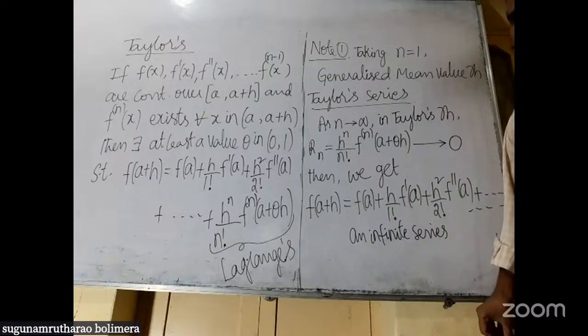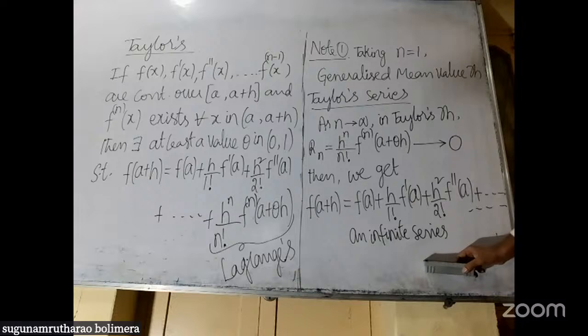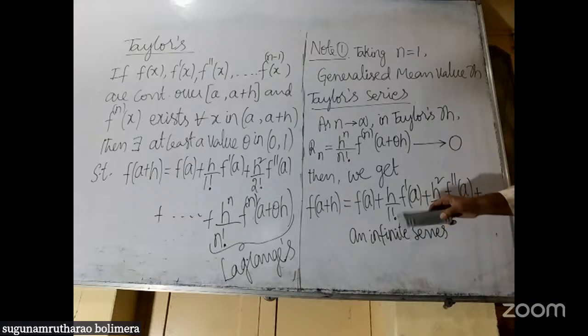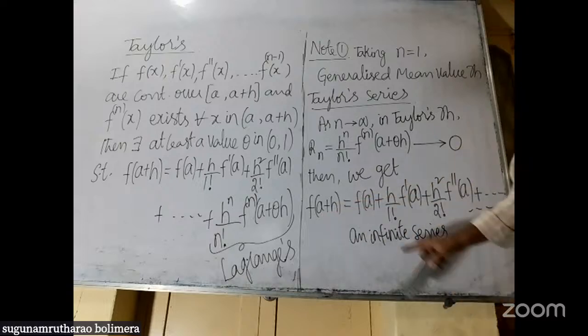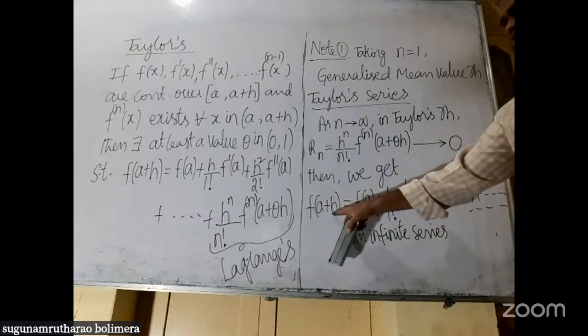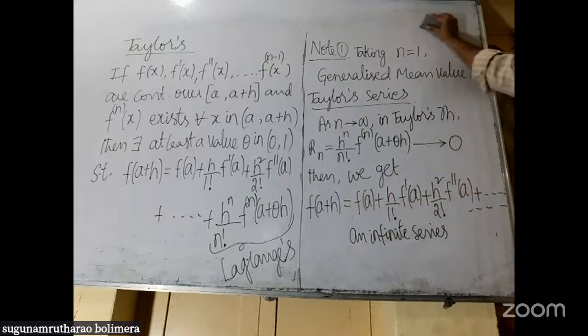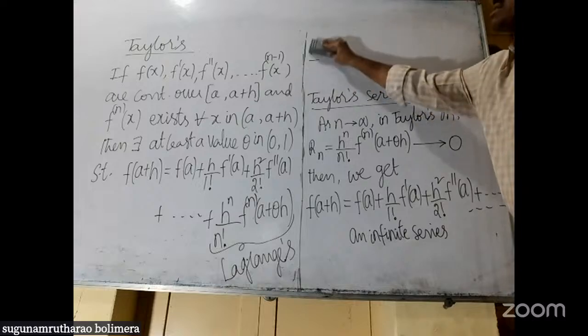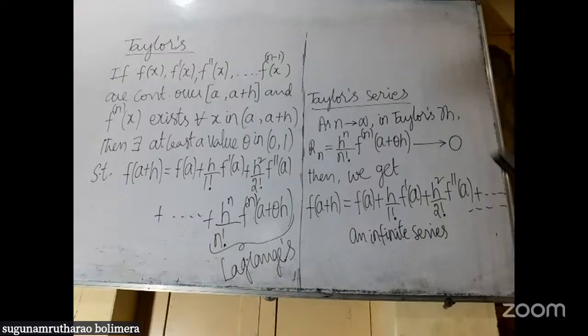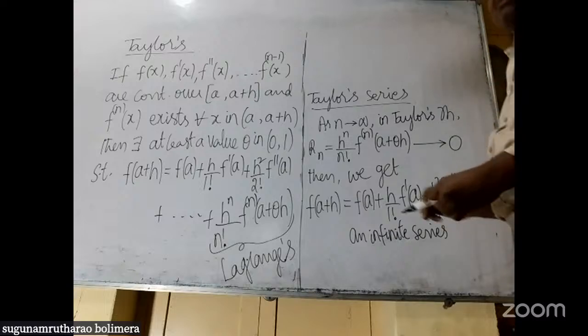So yes or no? Now, based on the Taylor series, I am going to take a substitution. Put a plus h equals x. Don't change a. Just change h equals x minus a. Then you will be getting a modification of the Taylor series.